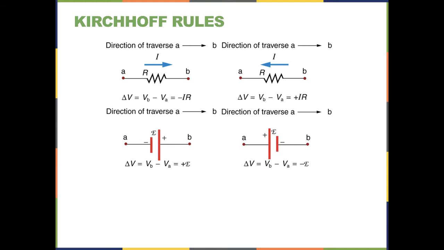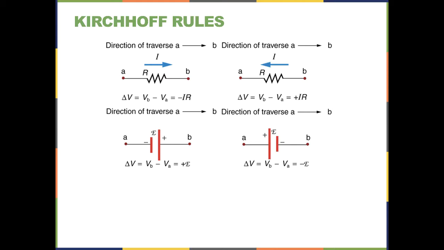Now, this is where people get confused. In every one of these four diagrams, we're moving from A to B, okay? If you're moving from A to B, and that A to B is the same as the direction of current, then the I times R has a negative sign. In other words, it's a voltage drop if the direction of your loop and the current is in the same direction.